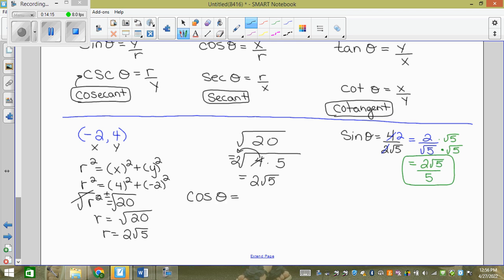Not at all. Okay, cos theta is x over r. So we're going to get -2 over 2 root 5. The 2s cancel. We're left with -1 over root 5. And what do?